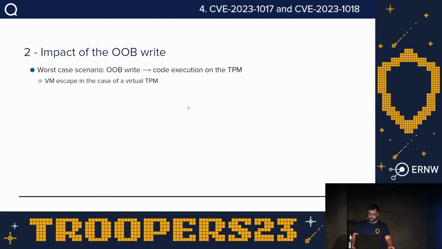With the out-of-bounds write, in the best or worst case scenario, you could get code execution on the TPM. And if it's a virtual TPM, you could maybe abuse it to escape from the guest and execute code on the host. And of course, it may also have an implication on cloud computing scenarios where you could maybe escape from your instance and compromise the host, which would be a very scary scenario.